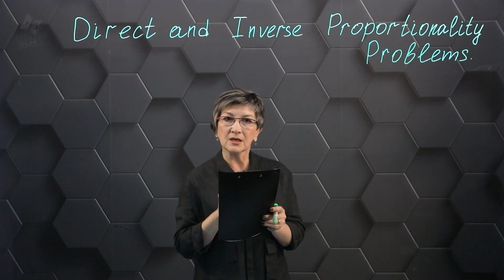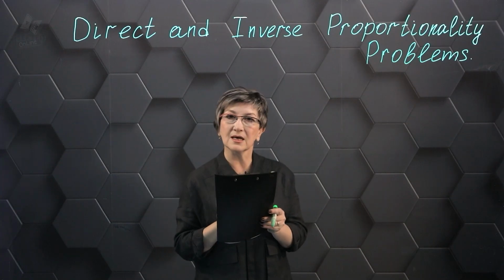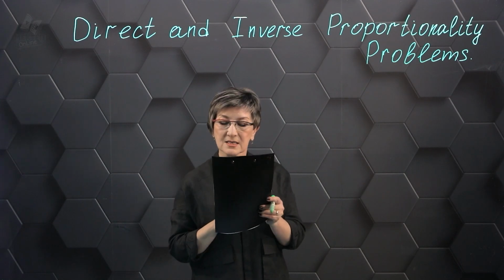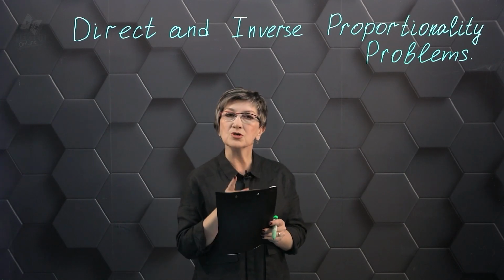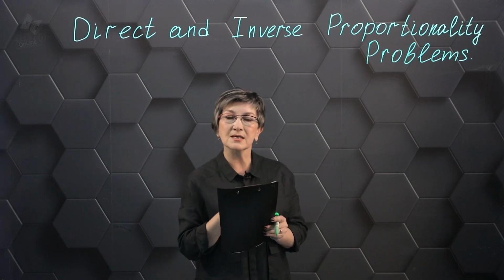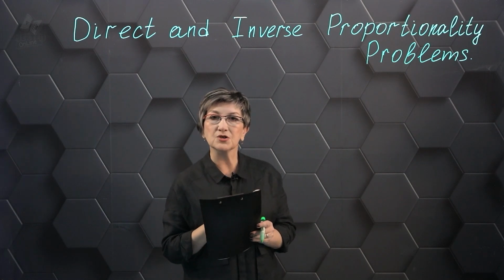The conditions of the task are as follows. The car moved at a speed of 60 kilometers per hour and covered the distance in 2 hours. At what speed will the same car move if it will be on the road for 5 hours? Note that the distance in this problem is a constant value.